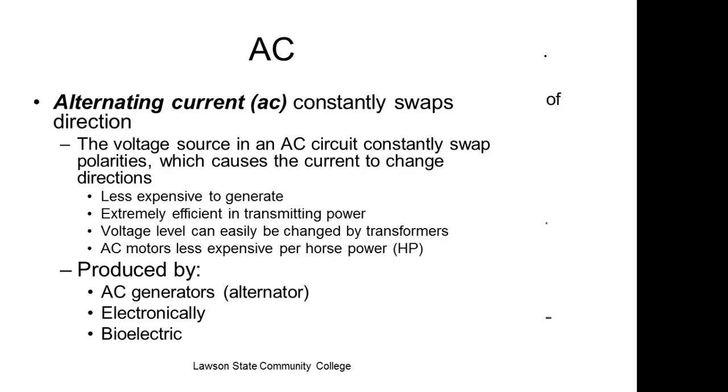AC is less expensive to generate and extremely efficient to transmit. So we can step it up for transmission, right? You understand, and do what? Step it down for safety. Voltage levels can be easily changed by transformers. AC motors are less expensive per horsepower.